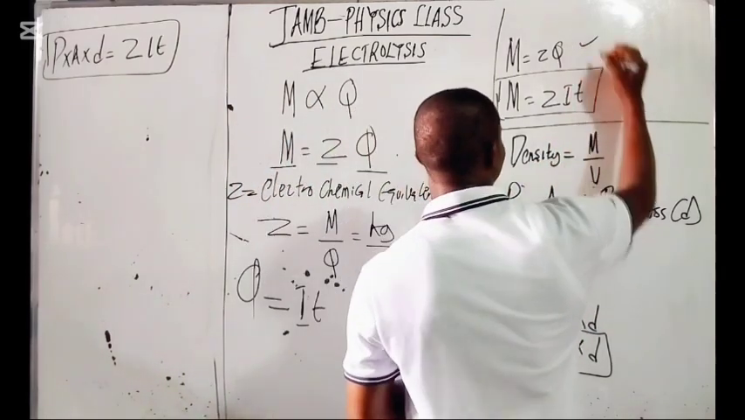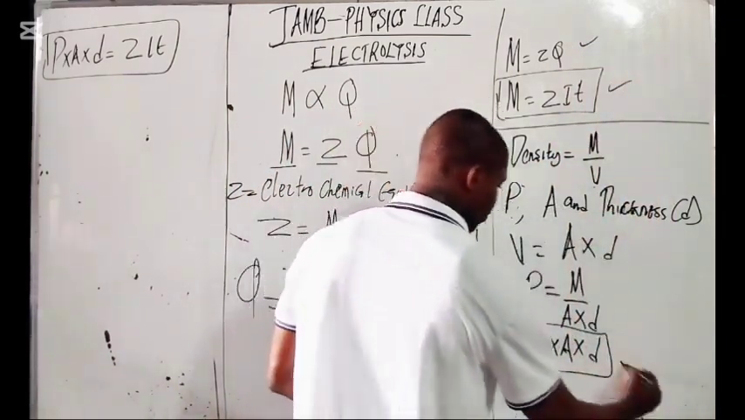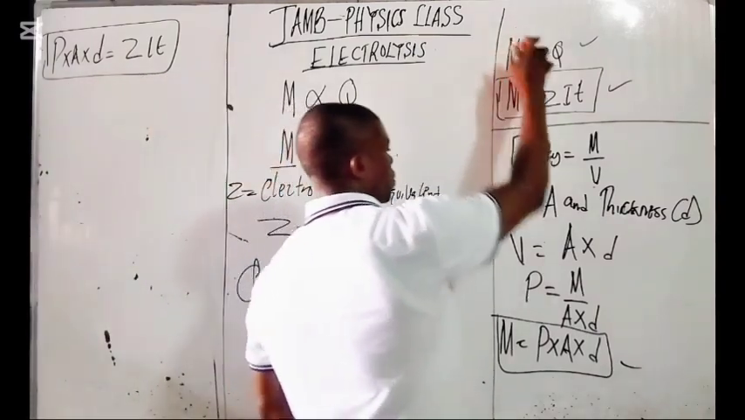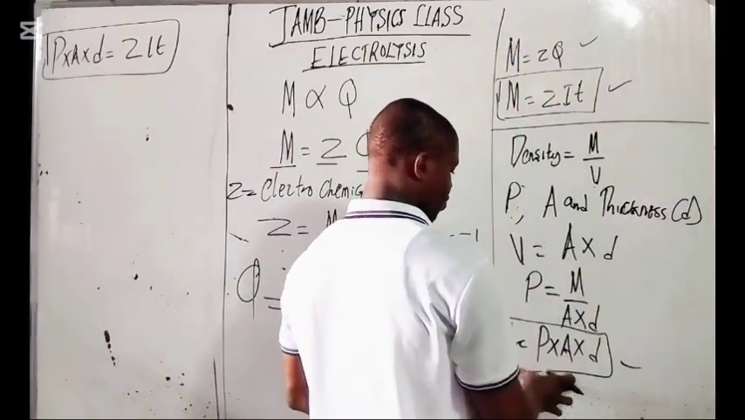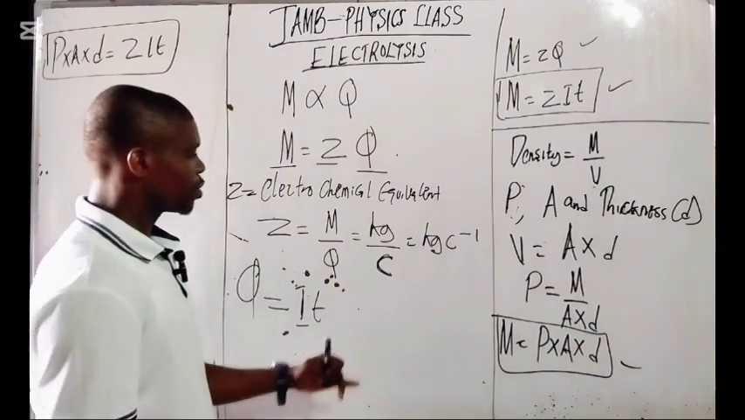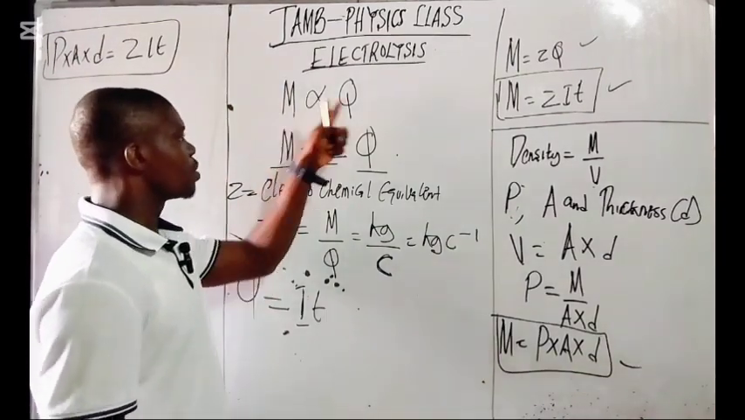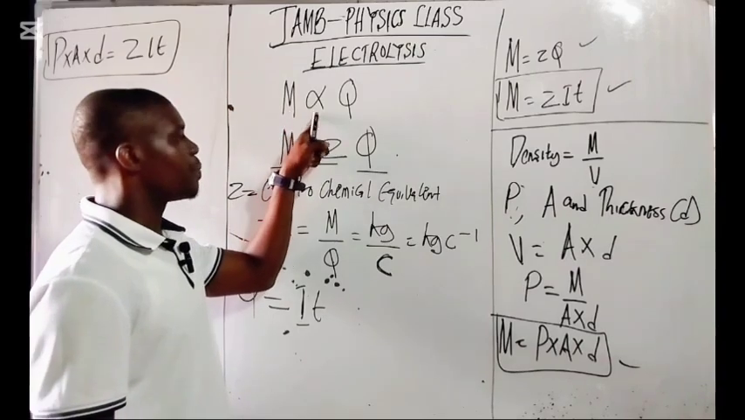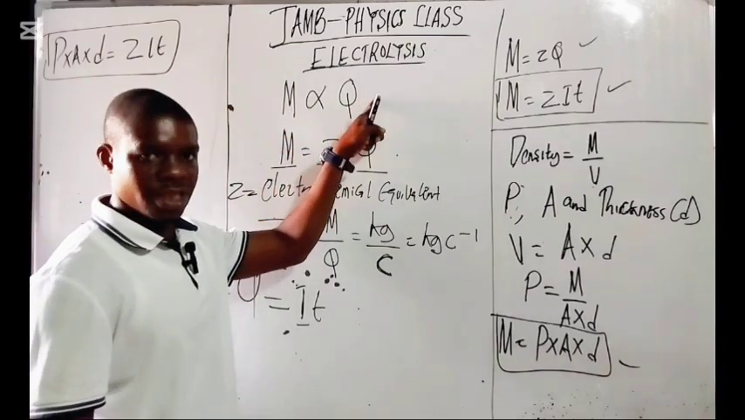This first formula, this was second formula here. Then we have this one. Then we now have this one here, right? So you have 1, 2, 3, and 4, right? So this is the explanation of Faraday's first law: the mass deposited is directly proportional to the quantity of the electricity.